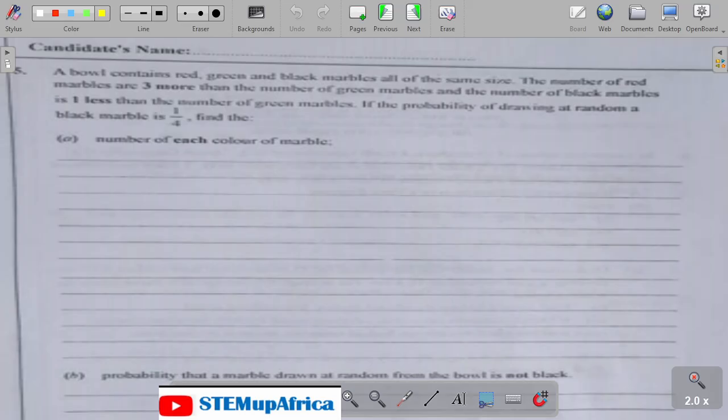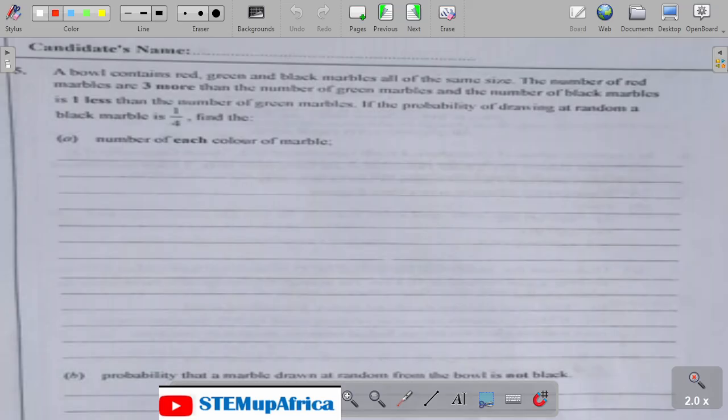Okay, here we go. Question 5 says a bowl contains red, green, black marbles of the same size. That's what the question says, of the same size. Say the number of red balls is 3 more than the number of green balls.